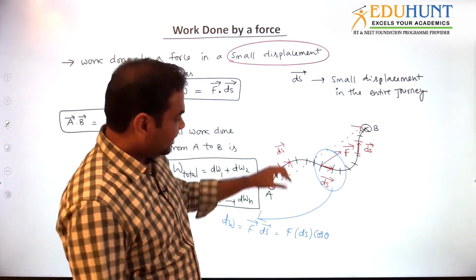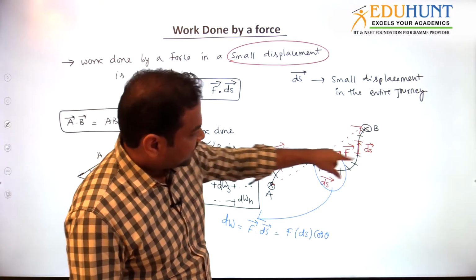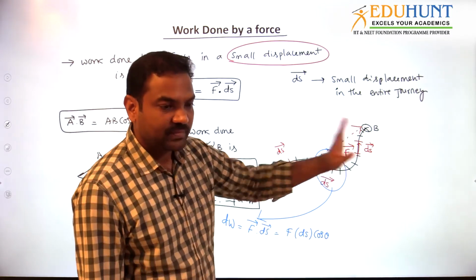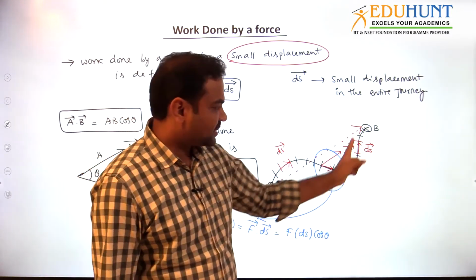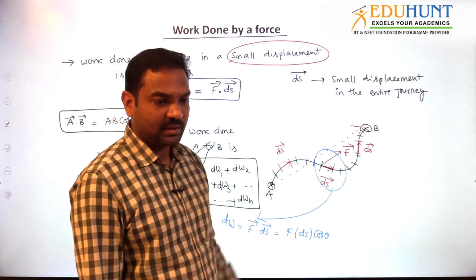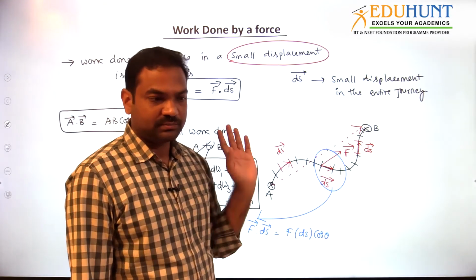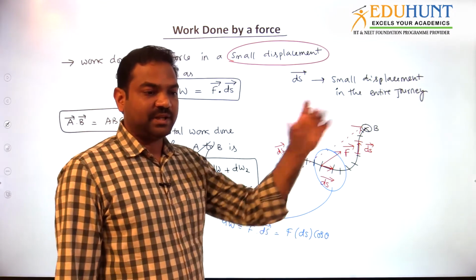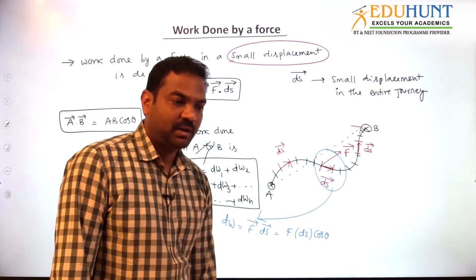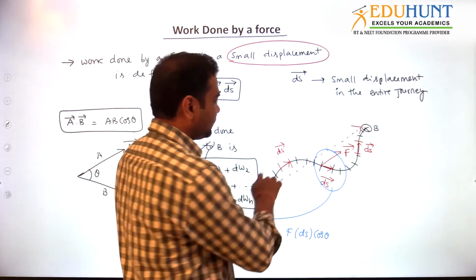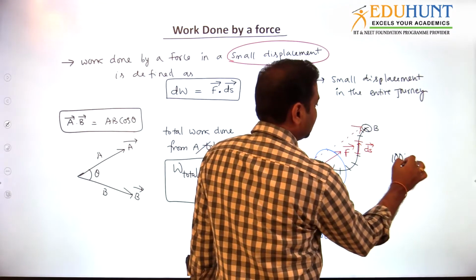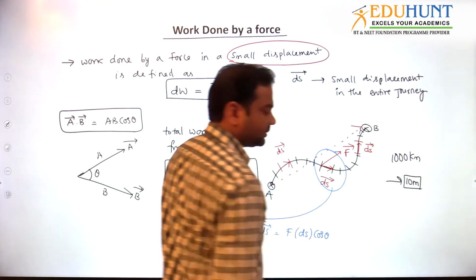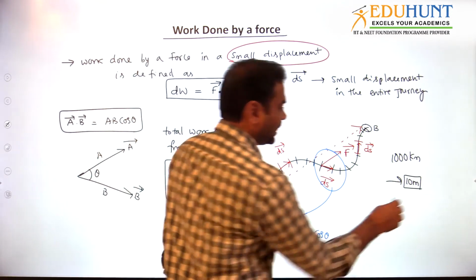So then how can we say it? Let us say the entire path from A to B, I am making into small parts. Let us say this is 1 kilometer, 1000 meters, and I am splitting it into parts of 10 meters. So how many small parts will I get? I'll get 100 small parts.